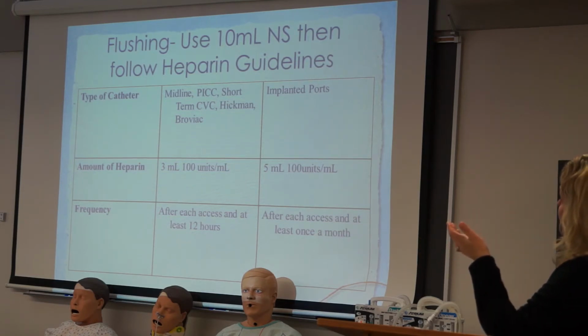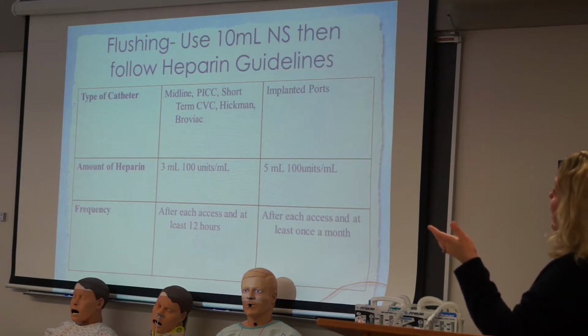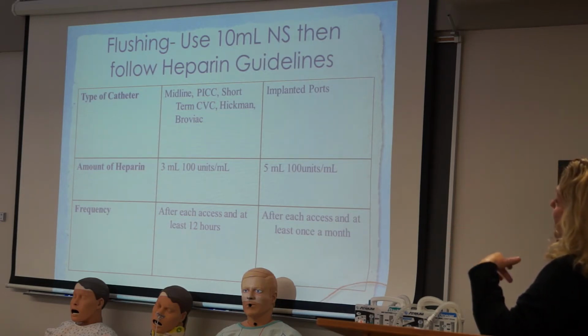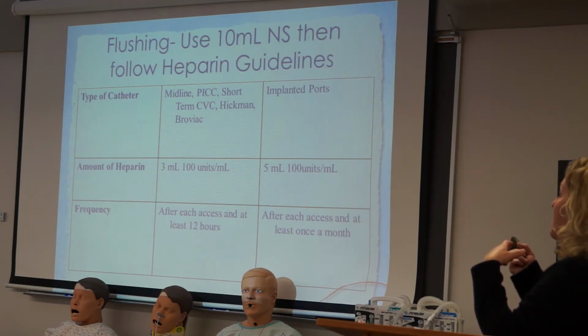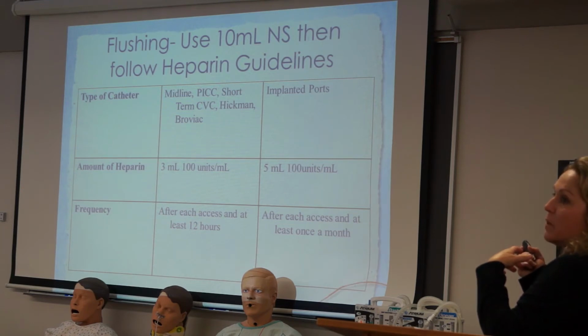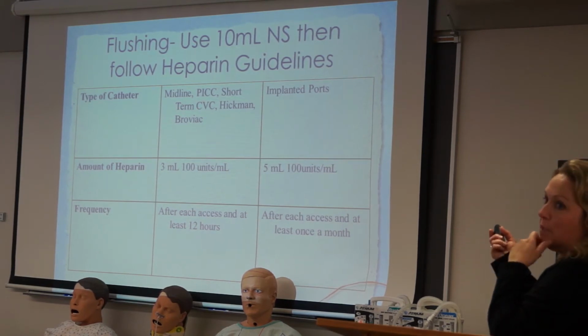In terms of heparin, midlines you don't usually heparinize. PICCs, it depends on your facility. You may heparinize it if it's not being infused, if it's just sitting there, not really being used. And it would be just 3 mLs, 100 units per ml, for a PICC line, a CVC, a Hickman, or a Broviac. Ports, however, you need 5 mLs, 500 units per ml. So how many units is that total we're giving? 500, right? So you want to make sure you have the appropriate heparin for the line that you're using.